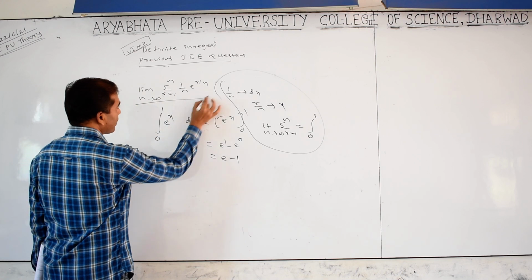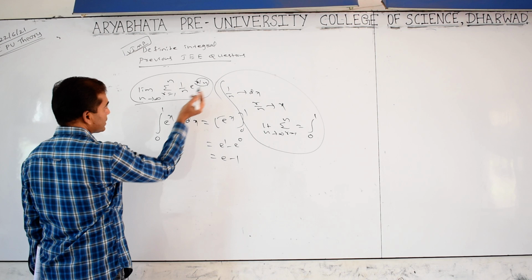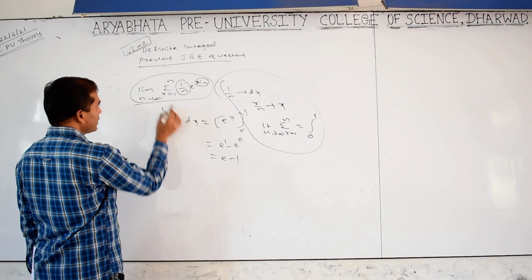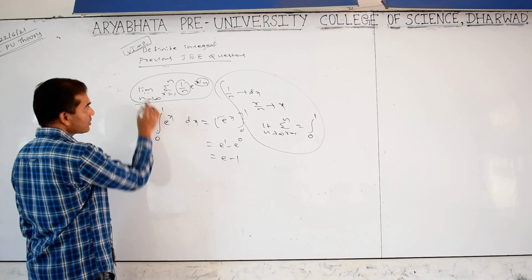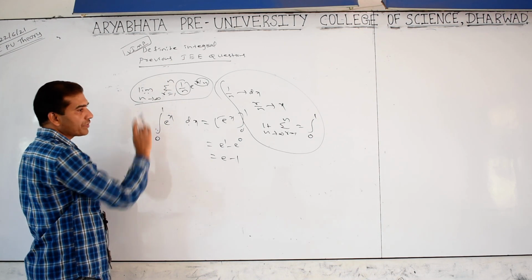Understood? If this type of question comes, convert it into this. What is r by n? x. What is 1 by n? dx. What is this symbol? Integration. It stands for integration. Lower limit is always 0, upper limit is the coefficient of n.